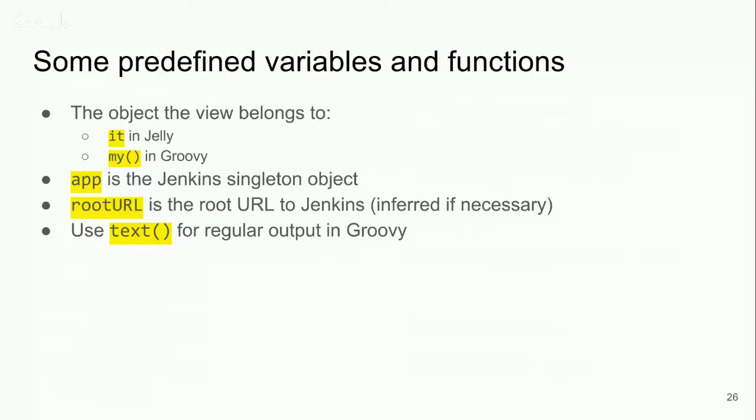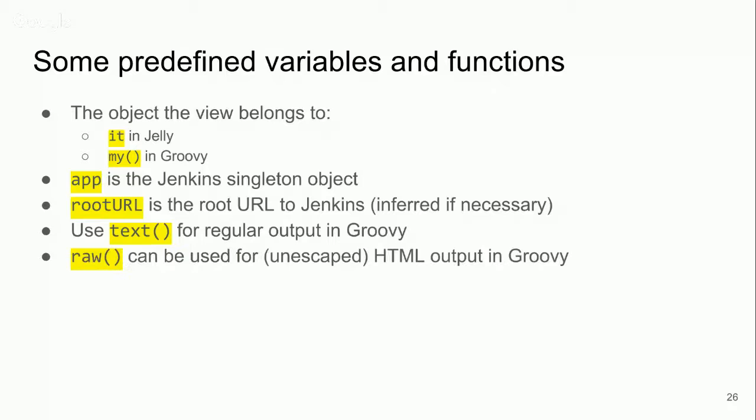If you want regular output in Groovy, use the text method. The reason for that is everything else is basically interpreted as an HTML tag, as you may have seen earlier. You can output raw, unescaped HTML in Groovy by using the raw method. And whatever you pass as argument will be printed as is to the output. And in Jelly, the equivalent can be achieved by using the out tag. This is basically what you need to do if you have the Jelly escape by default option enabled and you still want to print something and prevent it from being escaped. So you use the out tag here.